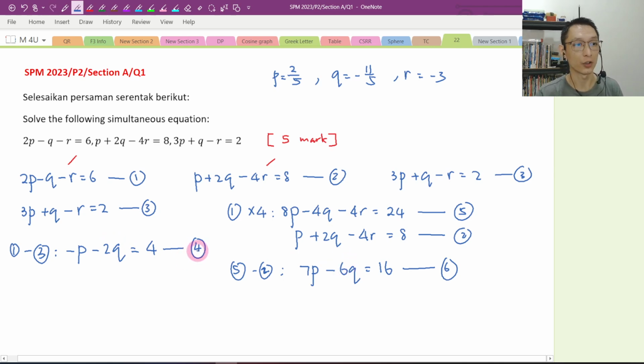I take the fourth equation times 3, so that I will be able to get 6q. So for fourth equation times 3, negative 3p minus 6q and 12. Let this one be the 7th equation. Okay, 1, 2, 3, 4, 5, 6, 7.